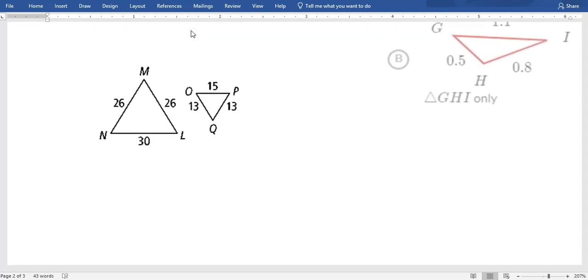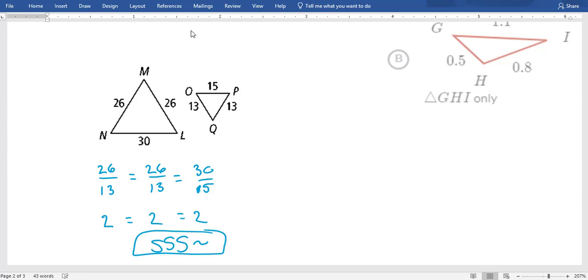Here we got 26, 26, and 30. So let me put smallest over smallest, 13, 13, and 15. So 26 over 13. Mediumest, well, I guess it'd still be 26 over 13. And largest, 30 over 15. I go over to my calculator. 26 divided by 13 is 2. 30 divided by 15 is 2. Their scale factors are the same, so we have side, side, side similarity. These triangles are similar. Cool.